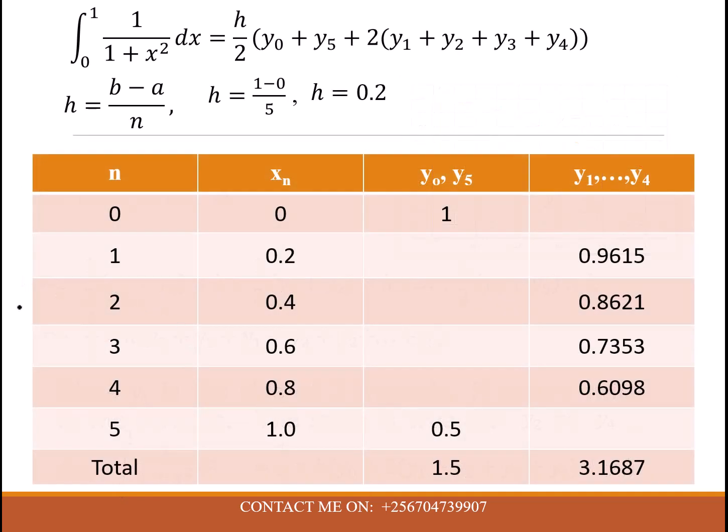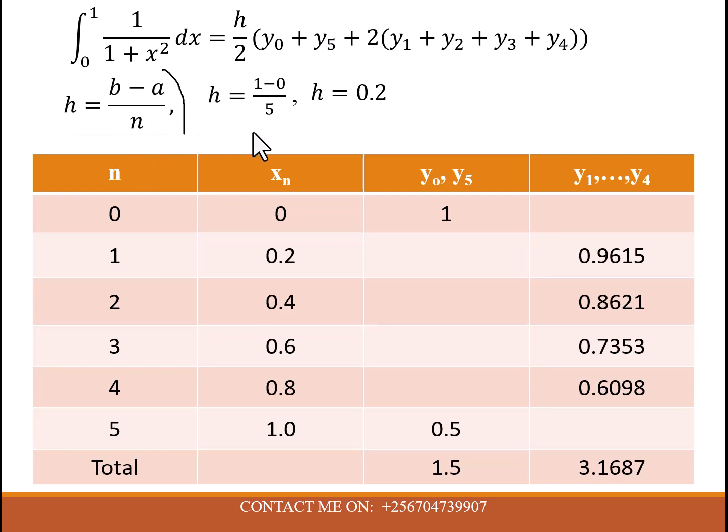And then here we have quoted our formula, as you can see, and in this part here we have calculated h. We have said h is equal to (b minus a) out of n, where b is the upper limit, a is the lower limit, and n is the number of strips.